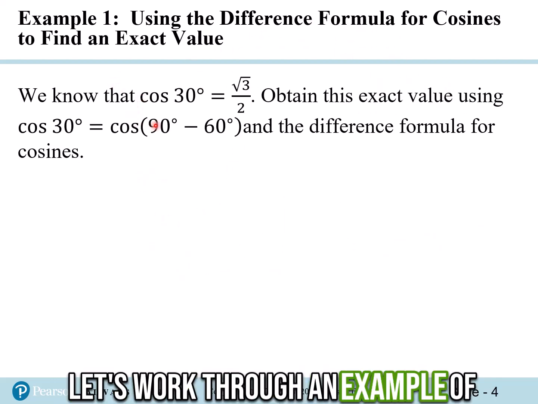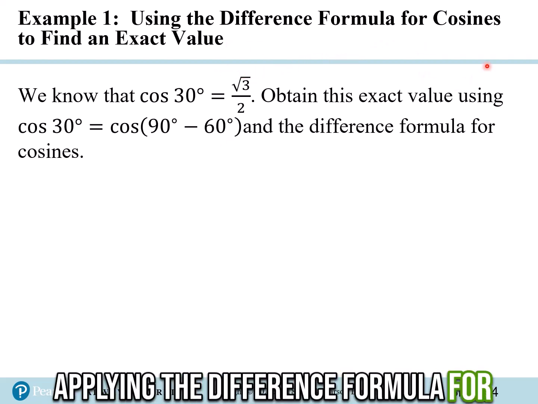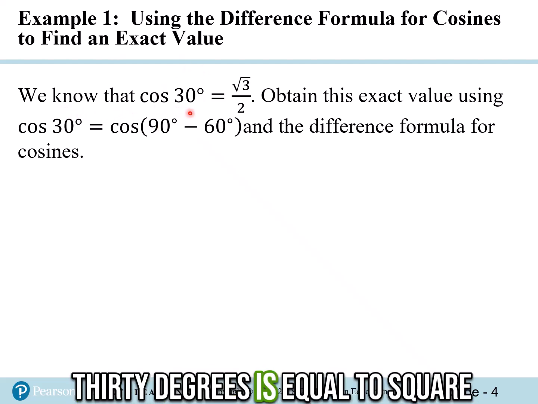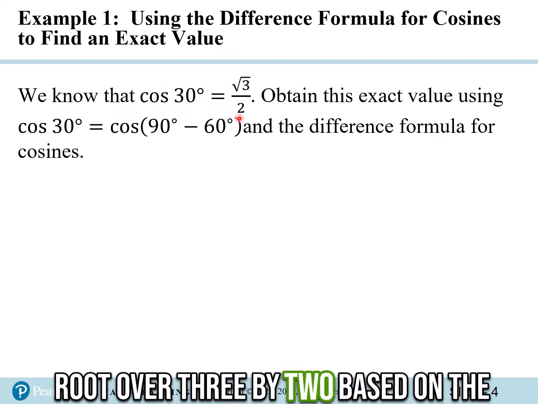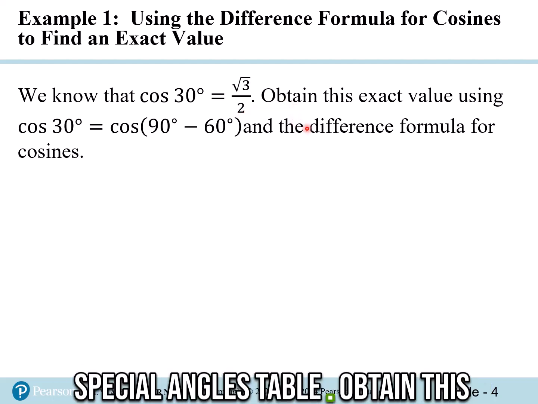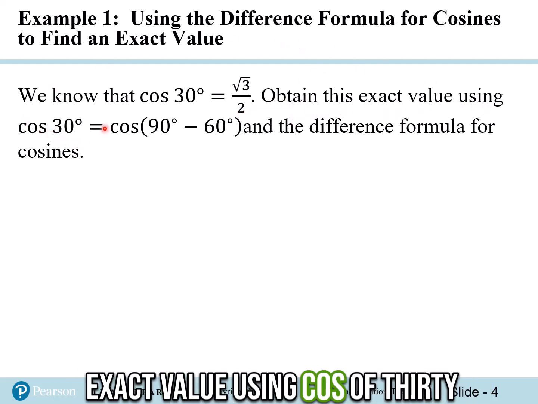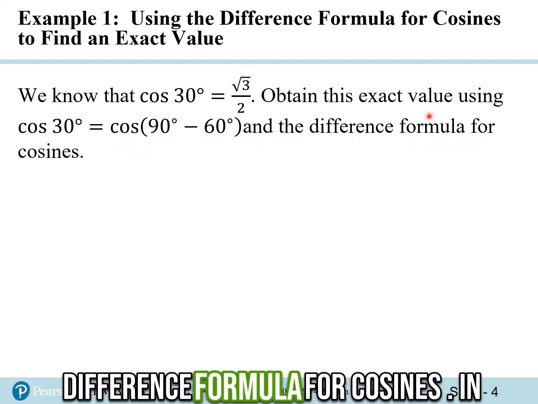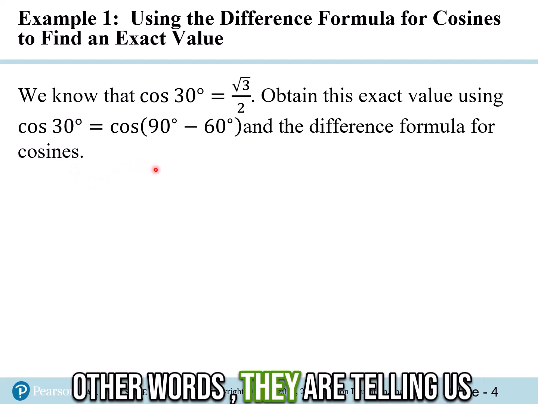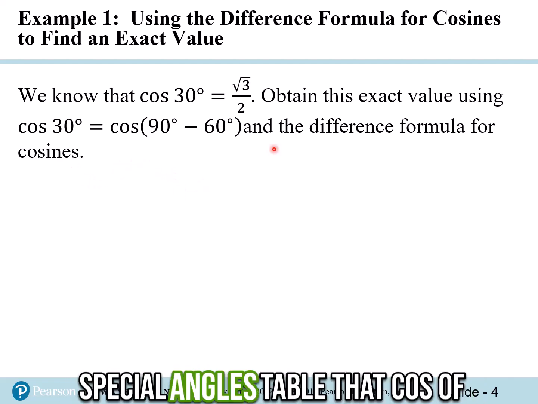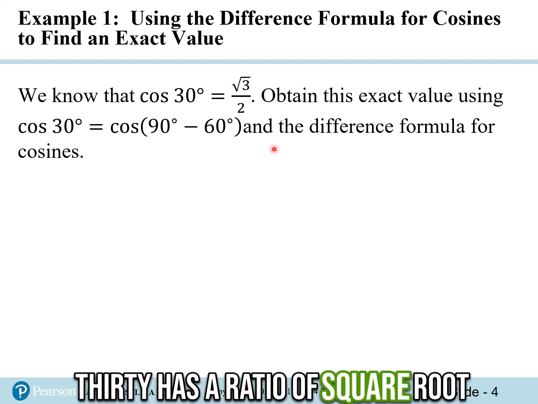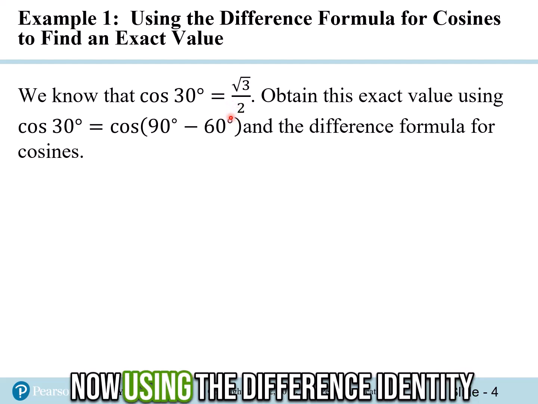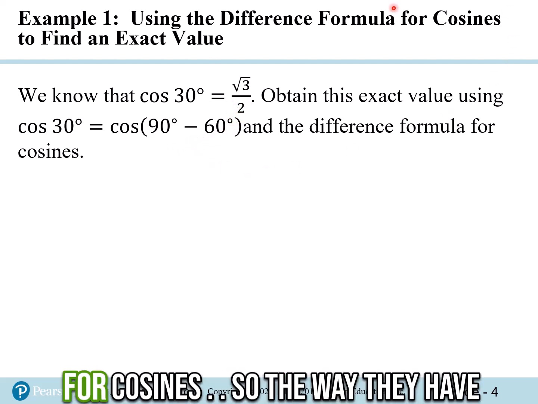Let's work through an example of applying the difference formula for cosines to find an exact value. It says here we know that cos of 30 degrees is equal to square root of 3 over 2 based on the special angles table. Obtain this exact value using cos of 30 degrees equals cos of 90 degrees minus 60 degrees and the difference formula for cosines. In other words, they are telling us that we already know from the special angles table that cos of 30 has a ratio of square root of 3 over 2. However, we have to find the exact same value now using the difference identity for cosines.